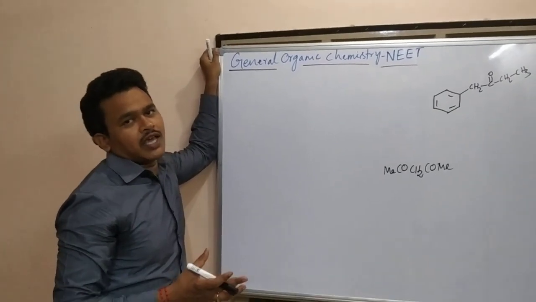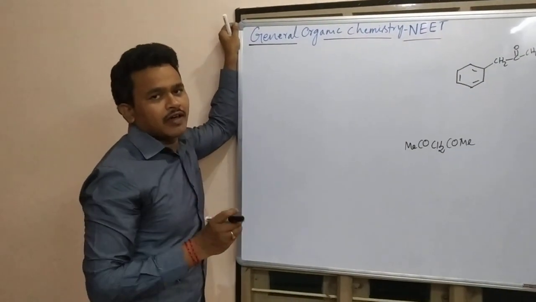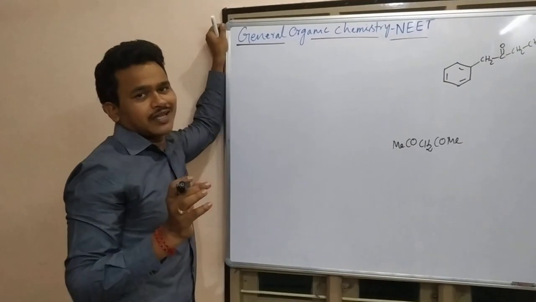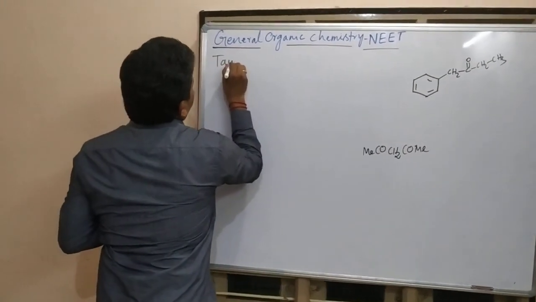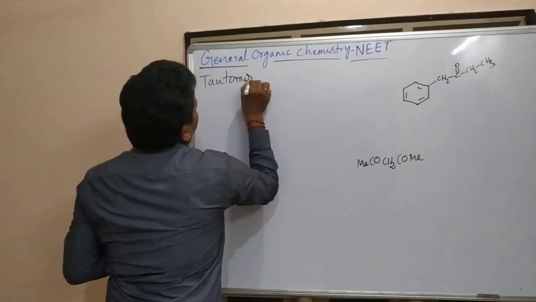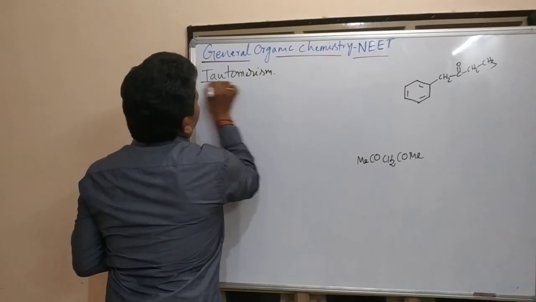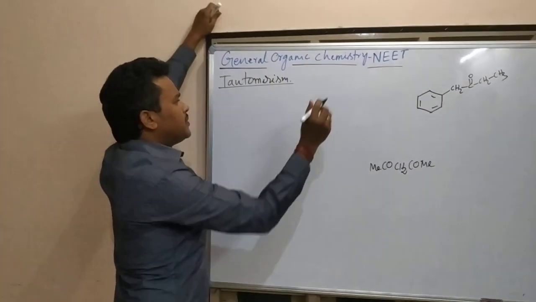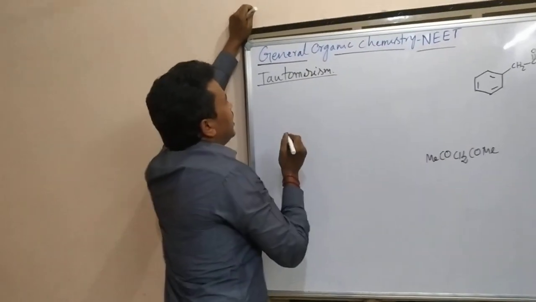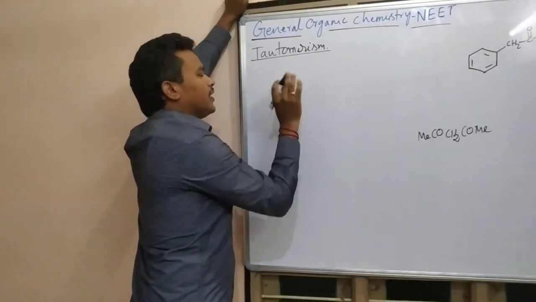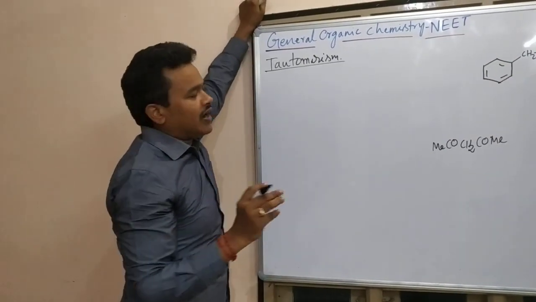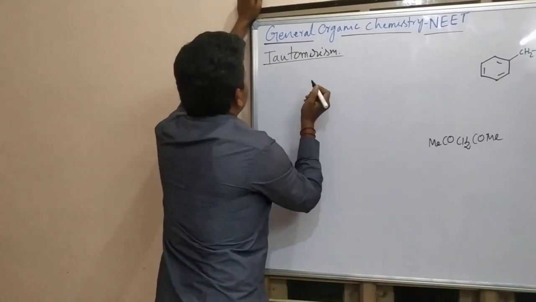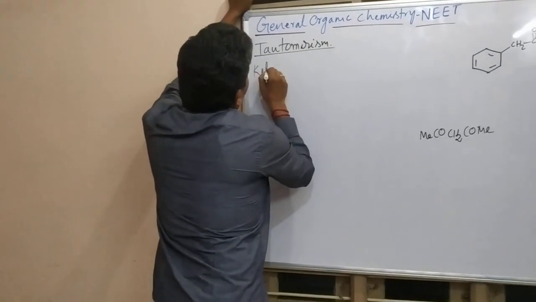In this GOC, again we are going to talk about a very good concept, that is tautomerism. What is that? Tautomerism. In this, keto-enol tautomerism, open chain tautomerism, and ring chain tautomerism are all there. Here, what I am going to talk about is keto-enol tautomerism.